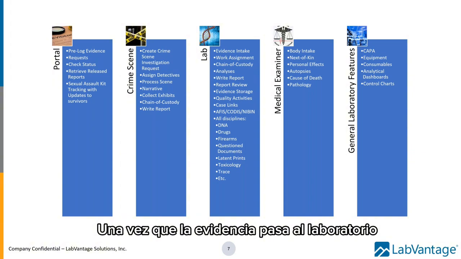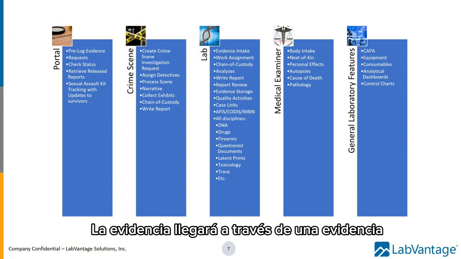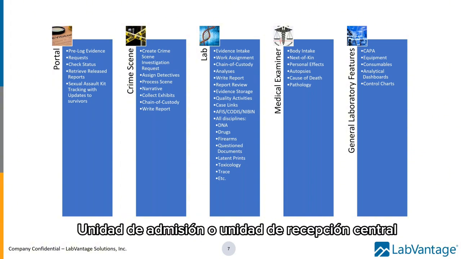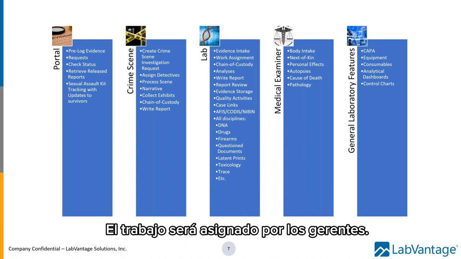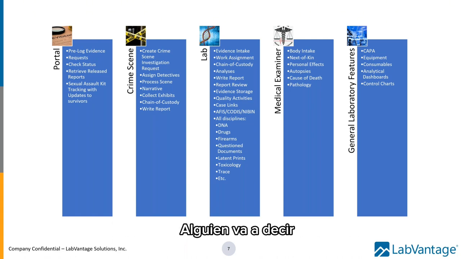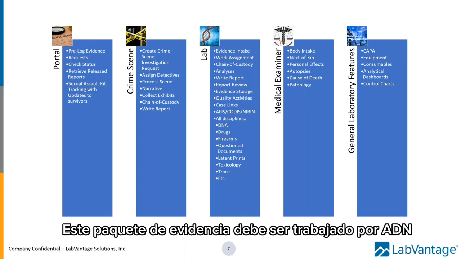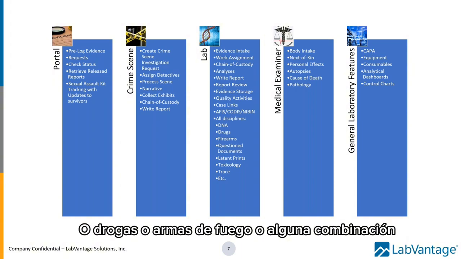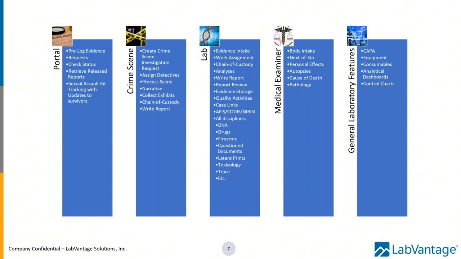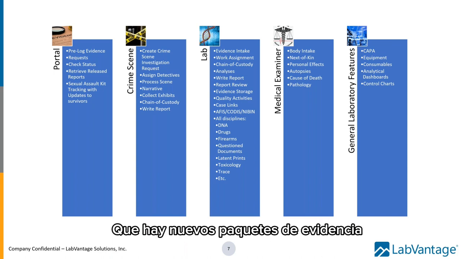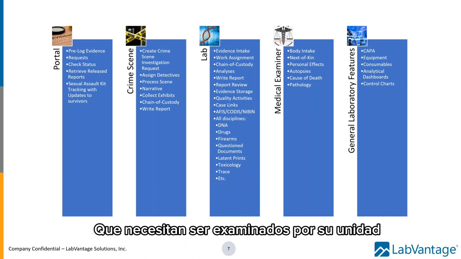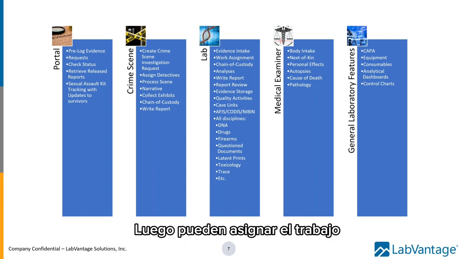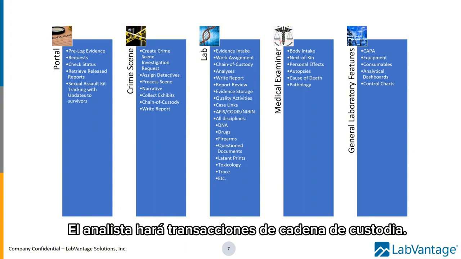Once the evidence moves on to the laboratory, the evidence will come in through an evidence intake unit or central receiving unit. The work will be assigned by managers. So once in central receiving, someone's going to say this package of evidence needs to be worked on by DNA or drugs or firearms or some combination. The supervisors of those units will be alerted to the fact that there are new packages of evidence that need to be examined by their unit. They can then assign the work.